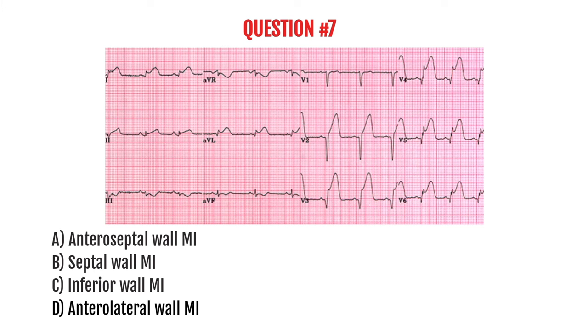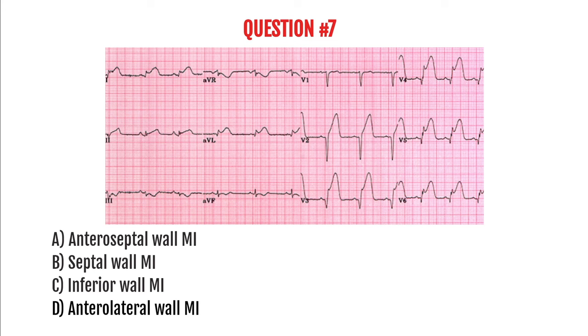All right, next, V1 and V2. V1 looks okay. V2 looks like we're starting to have some ST elevation here. Moving on to V3, V4. Okay. Yep, ST elevation is bright as day here. So we're definitely seeing something in which wall of the heart? Leads V3 and V4 are our anterior leads. Next, we're looking at V5, V6. Okay, here we go. Definitely some more ST elevation. V5 and V6 represent which wall of the heart? They represent part of the lateral wall of the heart.